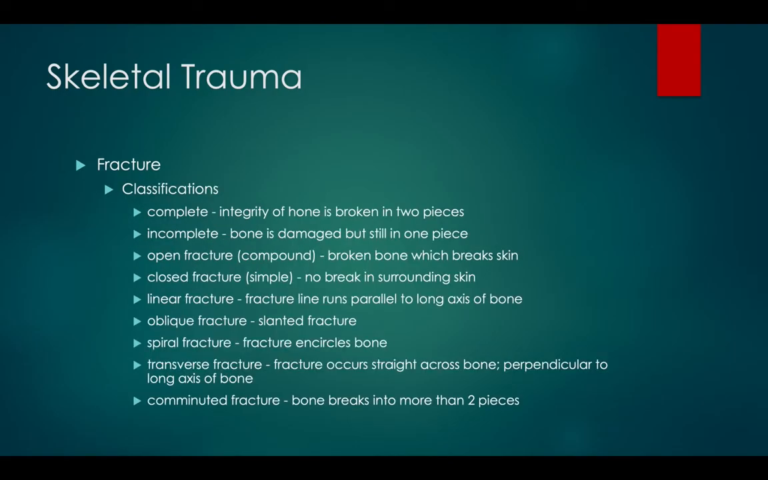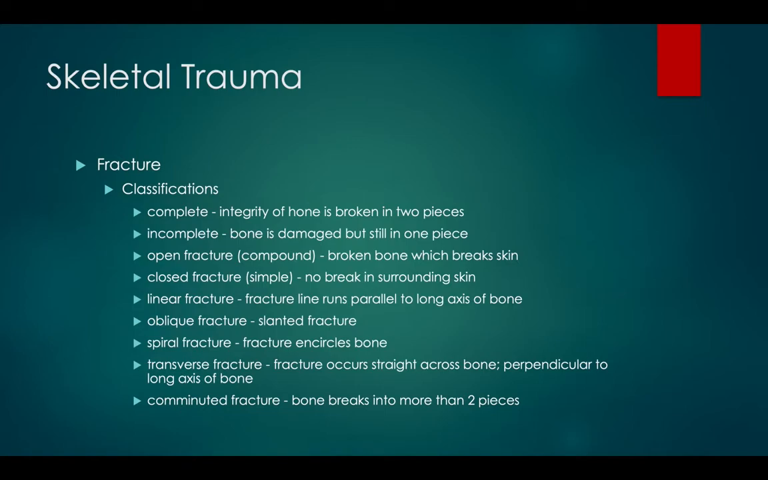So there are many different types of fracture. There's a list here. It's pretty self-explanatory. There's complete, which is complete disruption of the integrity of the bone. There's incomplete. The bone is damaged but in one piece. Open fractures, where the broken bone punctures through the skin. Closed fractures are where there's no break in the skin.